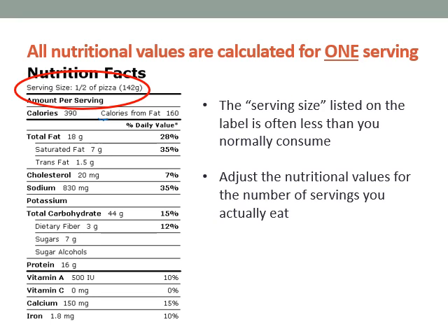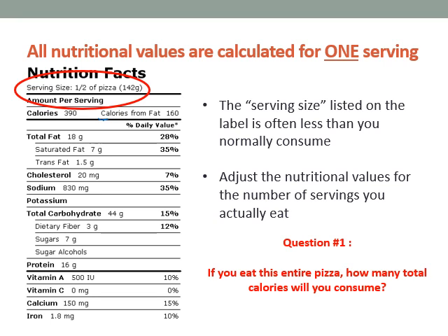I don't know. But the serving size is half a pizza. So if you eat the whole thing, you do have to adjust the nutritional values for the number of servings you actually eat. So say you eat the whole pizza, how many total calories would you consume? The calories here for half a pizza are 390. So 390 times 2 equals 780. So that's our total calories if we ate the whole pizza.